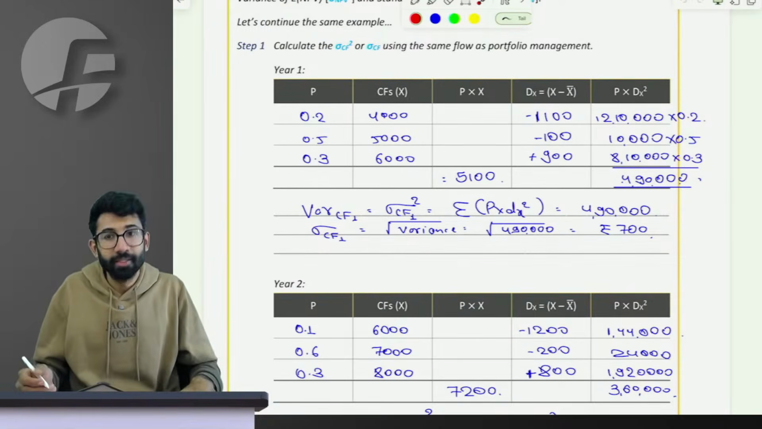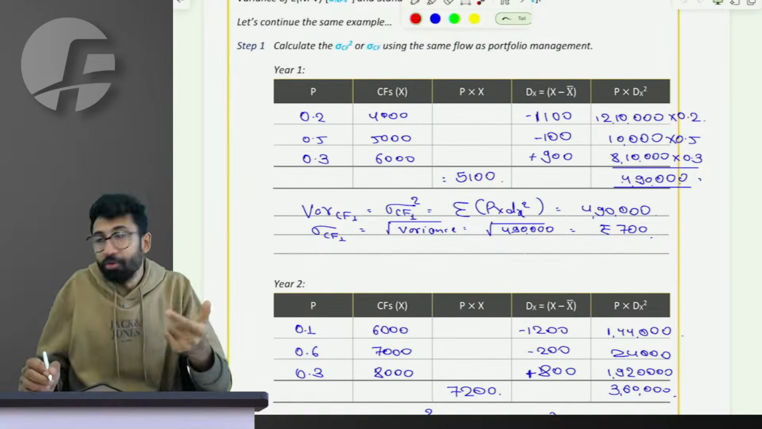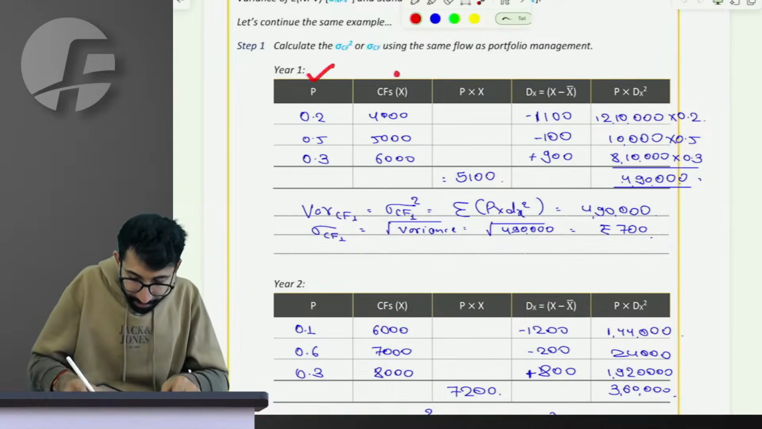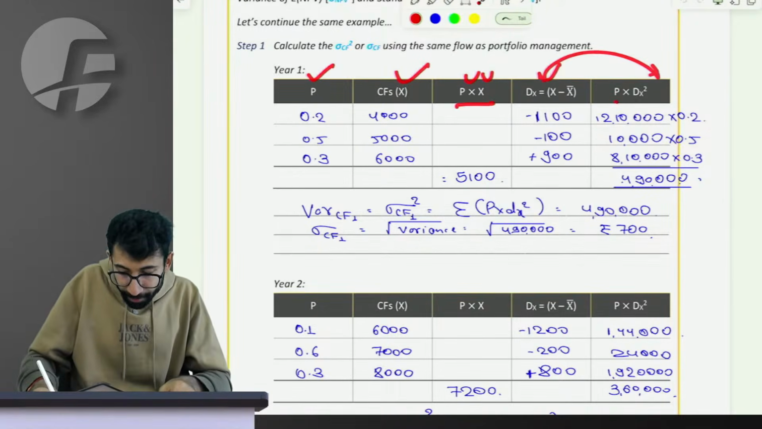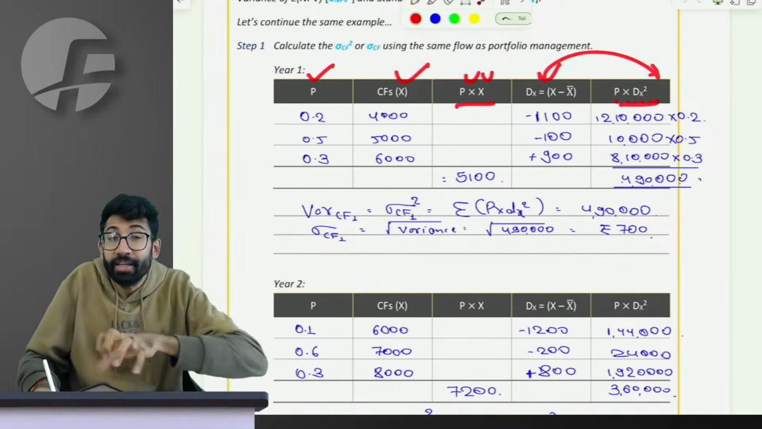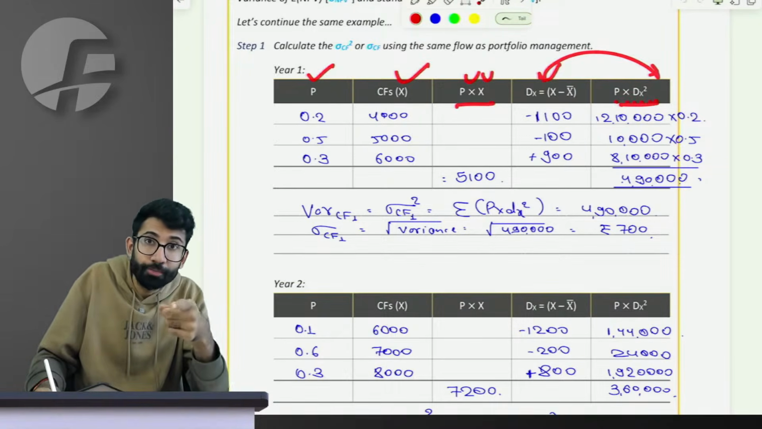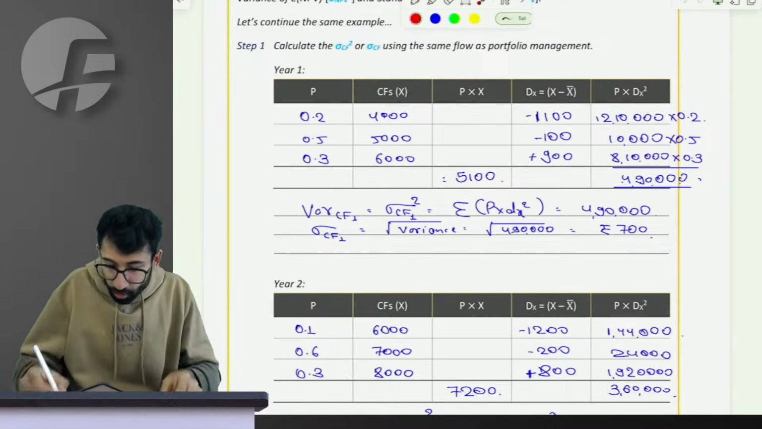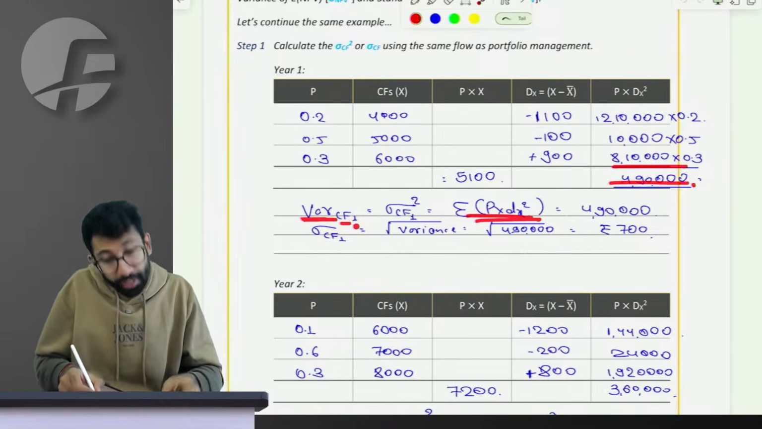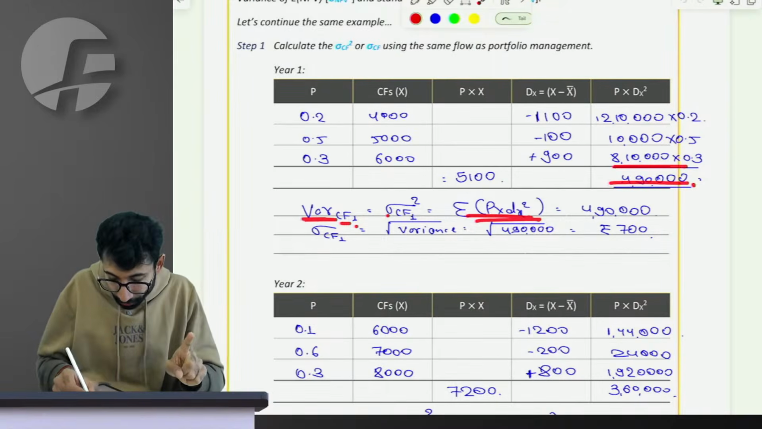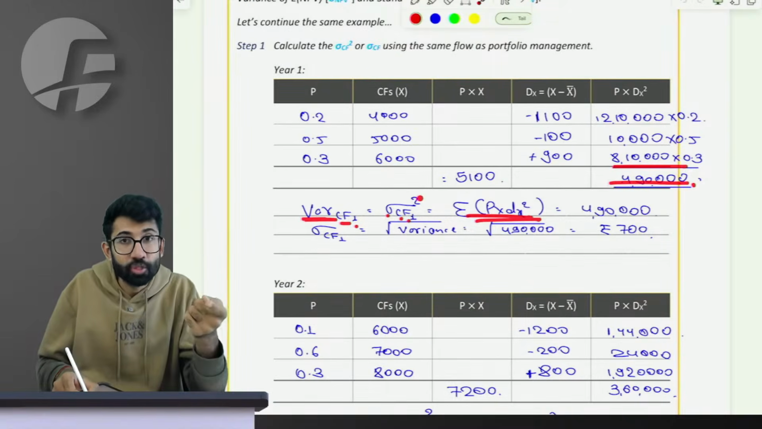So, sir, you try to create the formula. If this is P, this is X, next will be PX, same as portfolio. This is DX, and this is P into DX squared. This is actually an ex ante distribution of portfolio management. So the total of it will be the summation of P into DX squared, which is the variance of cash flow of year 1, sigma of cash flow of year 1 at squared level.